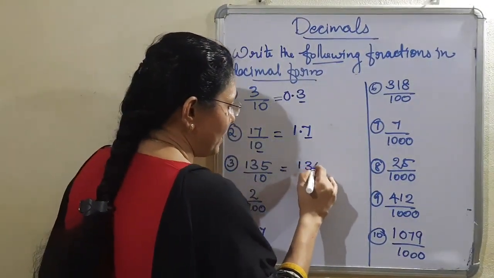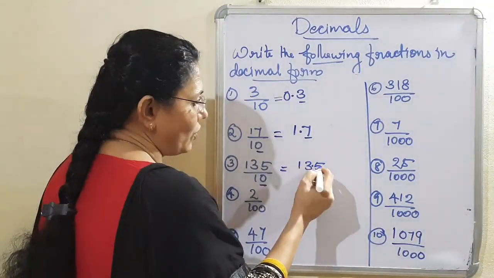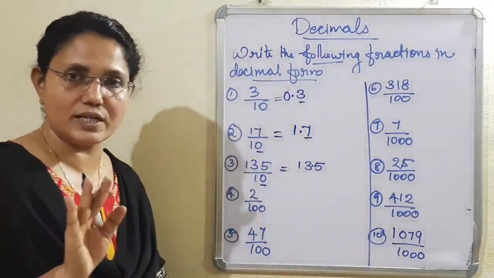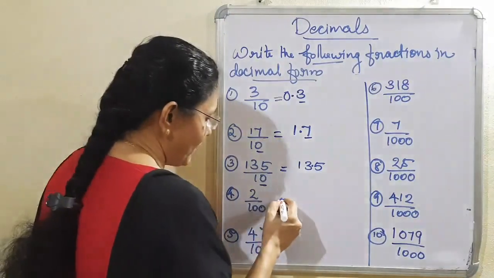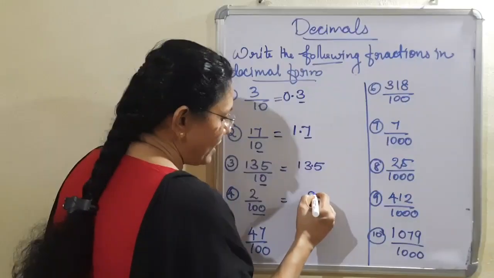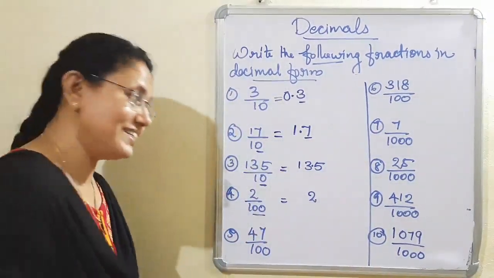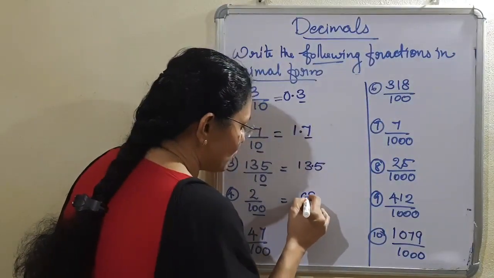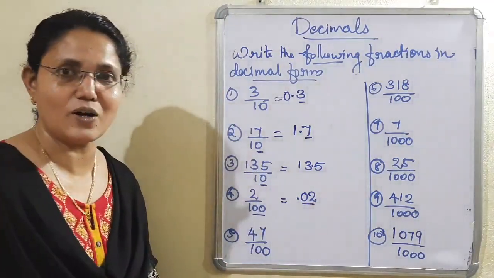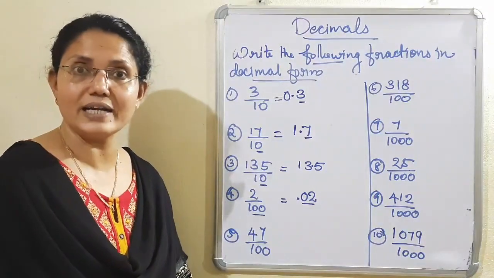Okay. Next 135 by 10. I am writing the numerator. The denominator 10, therefore 1 decimal place only. Therefore from right to left count 1 digit, or leave 1 digit, and put the decimal point there. Next 2 by 100. Here 2 zeros. Numerator is 2 only. We need 2 decimal places. How can we do it here? Yes, before the digit you should put 1 zero and put the decimal point. How many decimal places are there now? 2 are there. If the whole number part has nothing, you should write there 0.